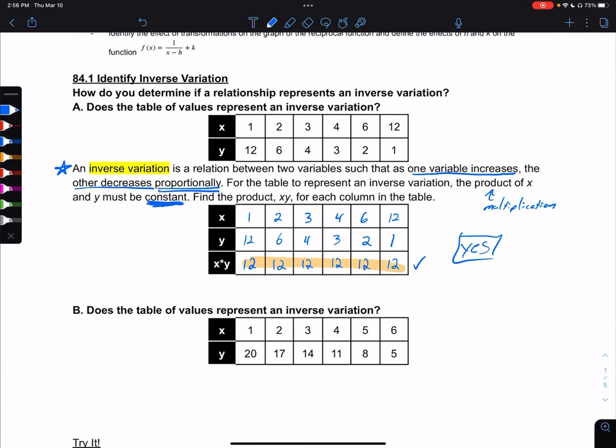So let's take a look at part B. Does the table of values represent an inverse variation? We're going to do the same thing. So we're going to do x times y. 1 times 20 is 20. 2 times 17 is 34.